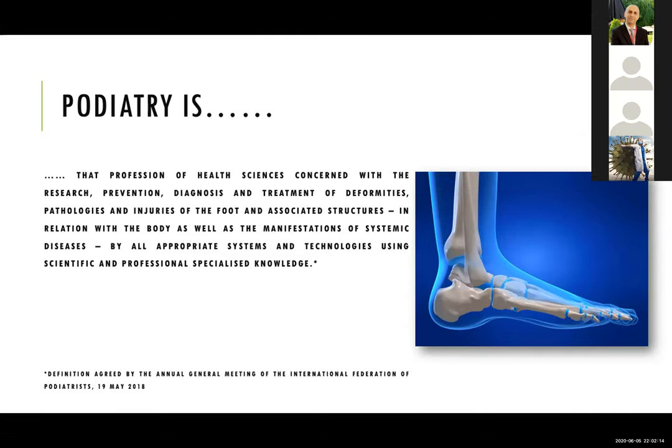Nowadays, because of the aging population, the rising rate of diabetes, and the prevalence of obesity, there is an ever-growing demand for podiatrists. They figure that in the States, there is one podiatrist for every 20,000 Americans. Here, I don't know, we are more or less 30 podiatrists. So imagine how many podiatrists there are for every Emirati citizen.